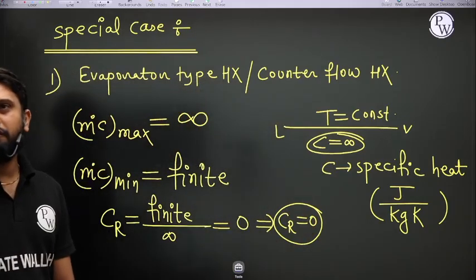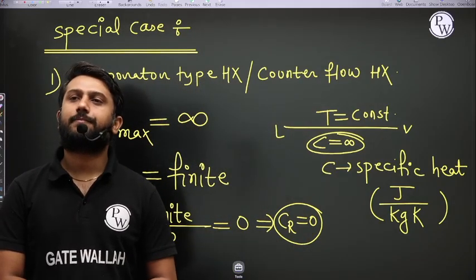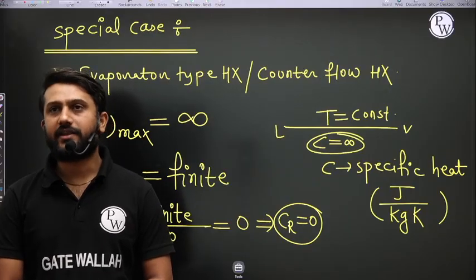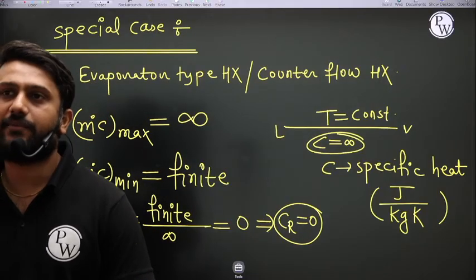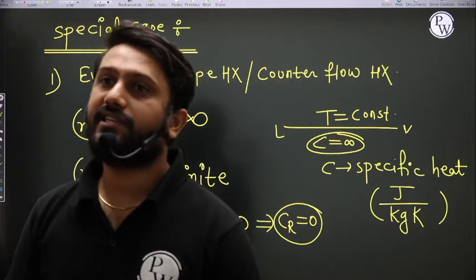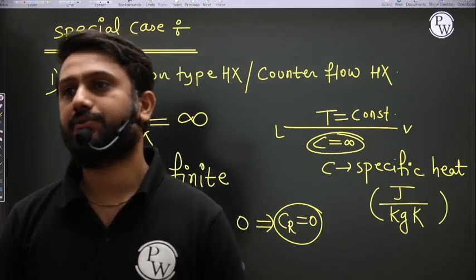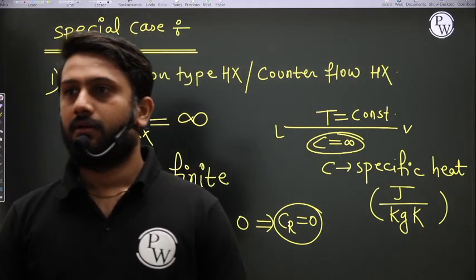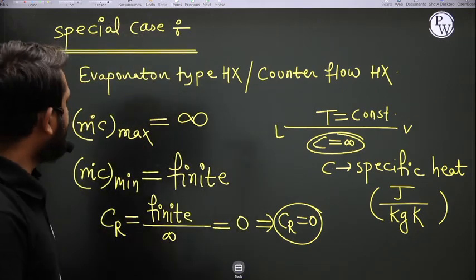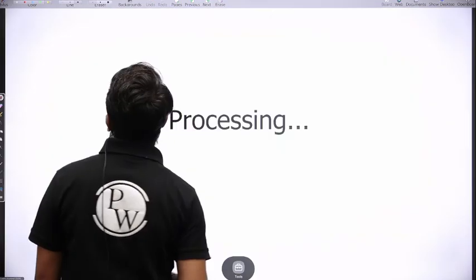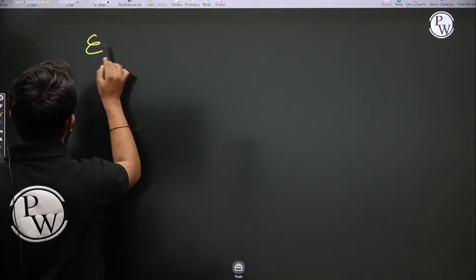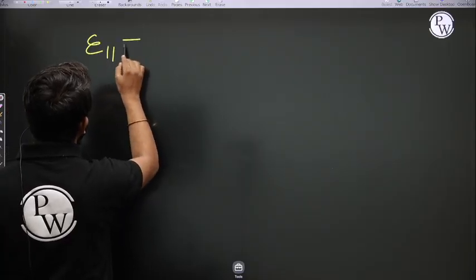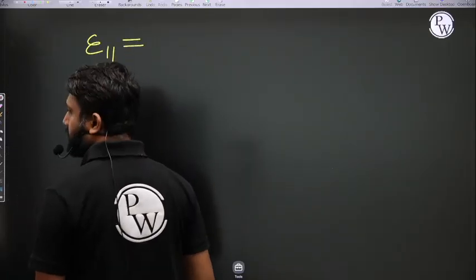So in case of the evaporator type of heat exchanger or the counterflow type of heat exchanger, the capacity ratio is 0. Is it clear? So if the capacity ratio is 0, then what is the effectiveness of the parallel flow heat exchanger?